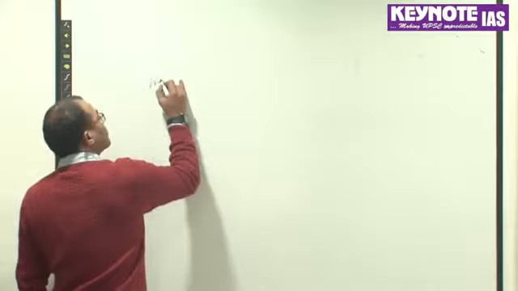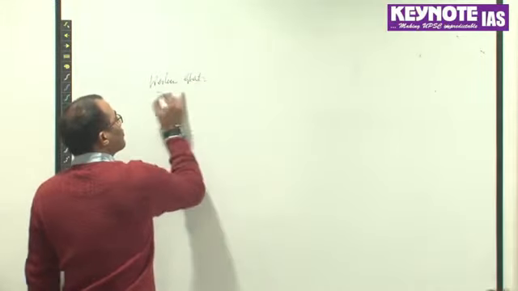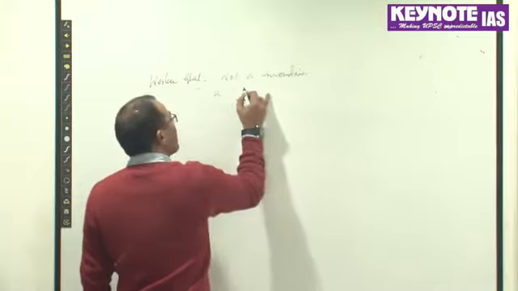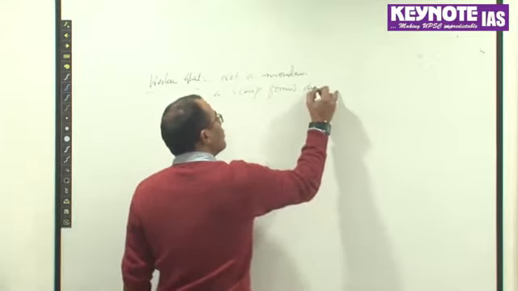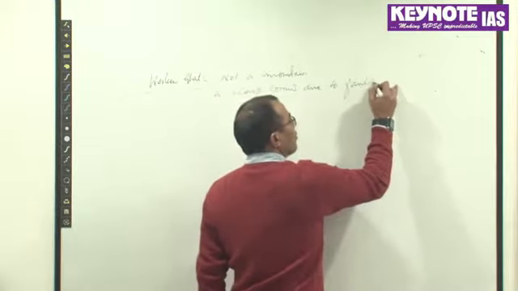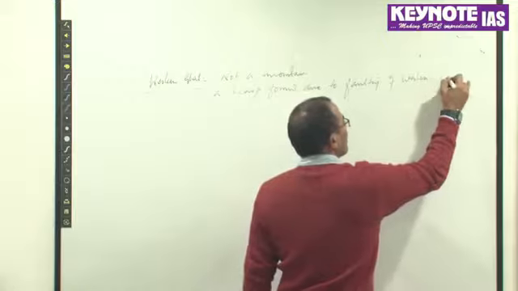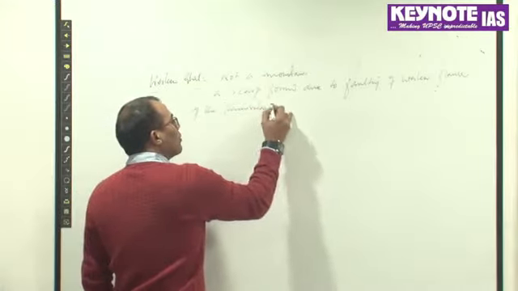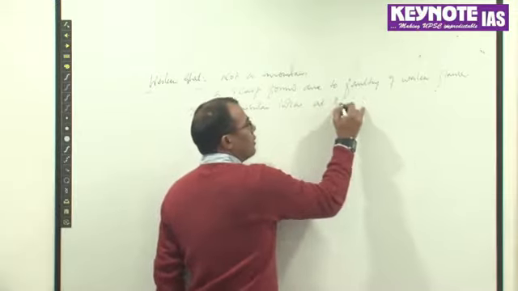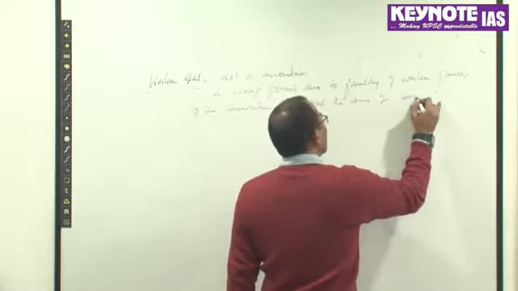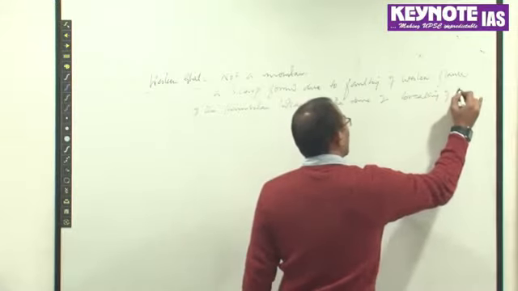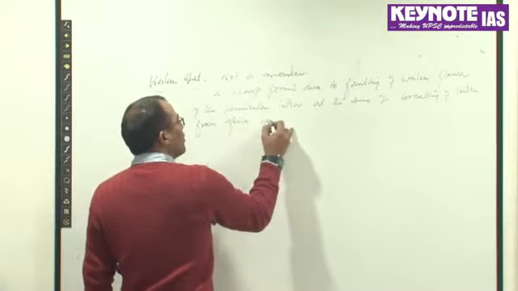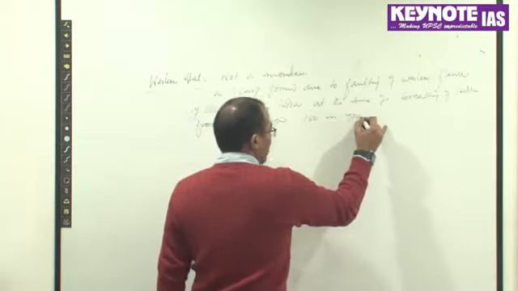Western Ghat. Not a mountain. A scarp formed due to faulting of the western flank of peninsular India at the time of breaking of India from Africa around 150 million years ago.